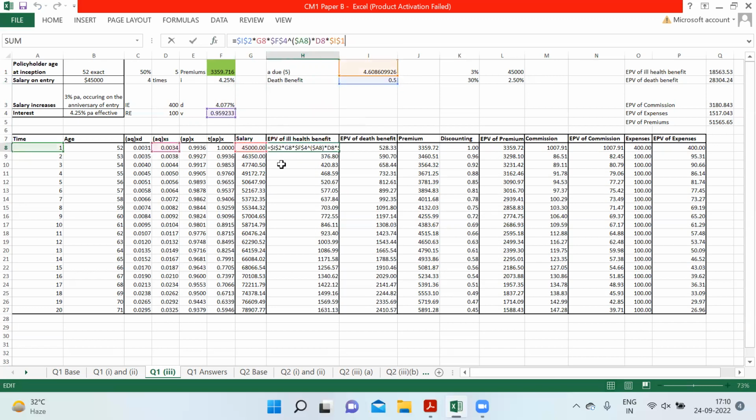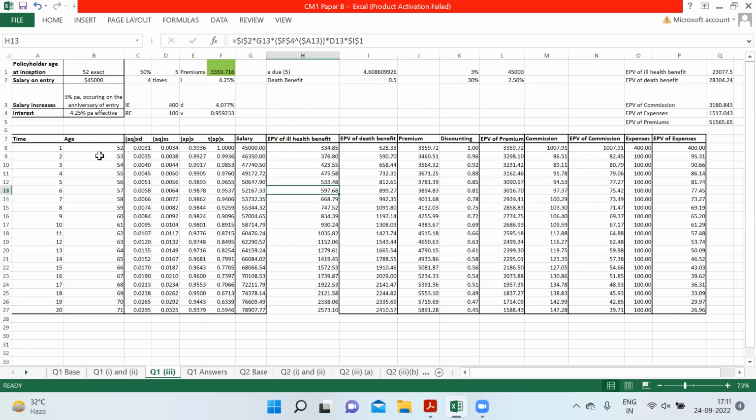EPV of death benefit is 0.5 into the salary value, into the probability of dying, into the annuity certain factor because it's an annuity certain, and into the discounting factor to the power of time. You can put this in brackets, with the discounting factor to the power of time, and the remaining things remain there. So we have 0.5 into salary, into the annuity factor, into the probability, and into discounting to the power of time. That will have to be there.